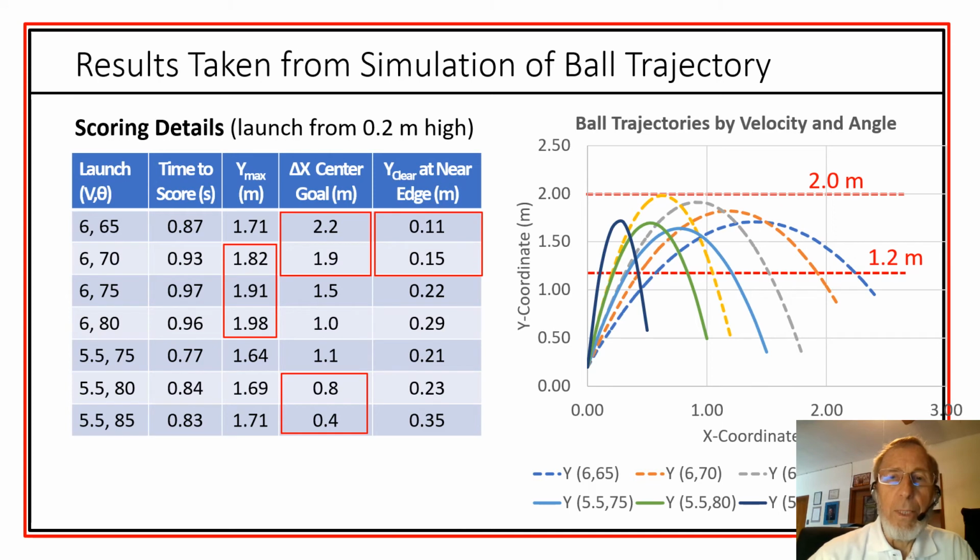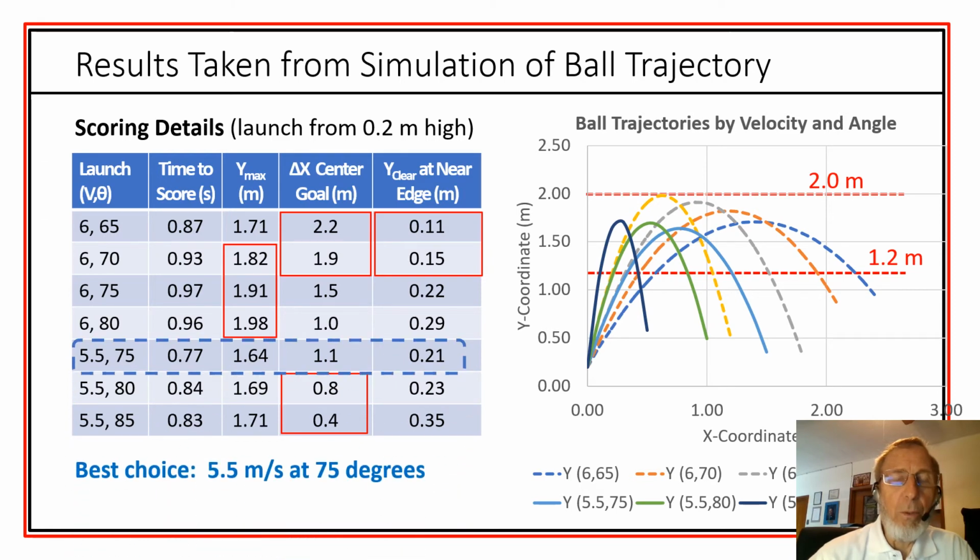We also might notice that we don't want a real close clearance as it goes over the near edge of our goal. So rule out conditions that give us just a small clearance above the edge, because any variations in the trajectory could cause a miss. So that leaves us with one condition that appears to be best, 5.5 meters per second at a 75-degree launch angle. So this simulation has given us information to choose the best launch velocity and angle.